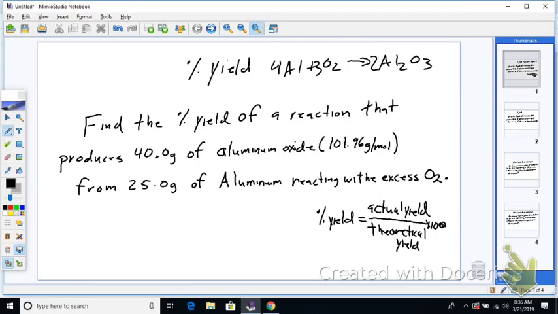So, in a problem, you're going to be given one of these three. One of them you can always figure out. Which one of these things can you always figure out, do you think? I mean, you can always figure out without knowing the other two. The theoretical. You can always figure out the theoretical. So guess what? Every single problem, you're going to find the theoretical yield, no matter what. You say, well, I don't know where to start. Start by finding the theoretical yield. You find the theoretical yield, you'll be able to solve your problem.